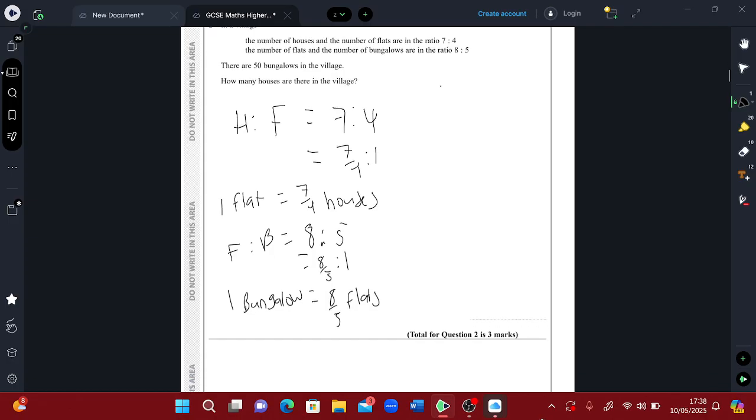Now, if we know one bungalow is this, it says there's 50. So what we do is times by 50, to get 50 bungalows. That's going to be 8 over 5 times 50. Oh, hang on. You can do that calculation here. 8 over 5 times 50. So it's like fractions again. So I wouldn't do 8 times 50. I think that's a bit much. You should be able to spot that the 50 will cancel the 5 out. So that would be 8 times 10, which should be 80. Okay.